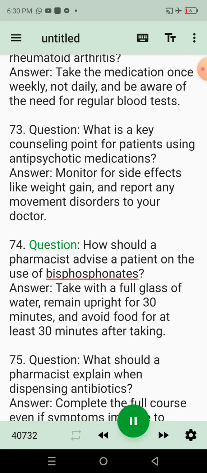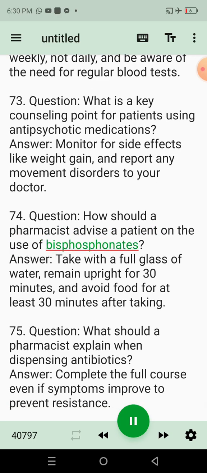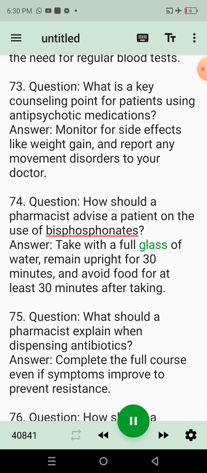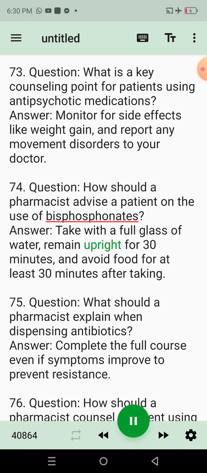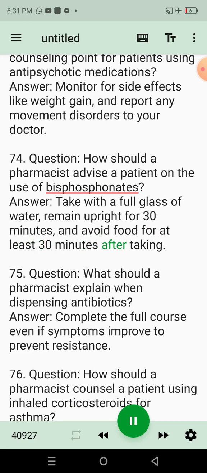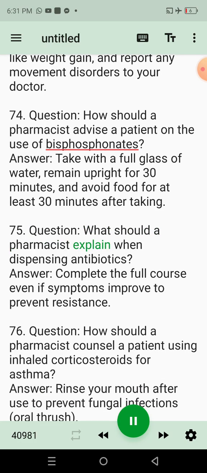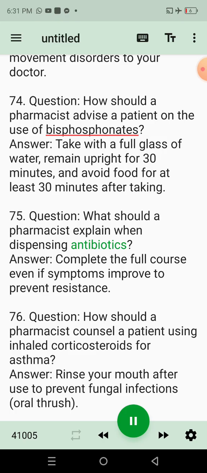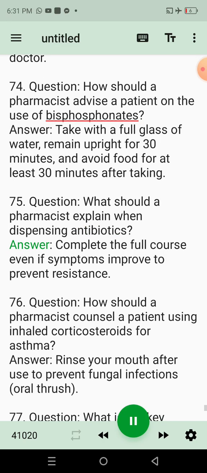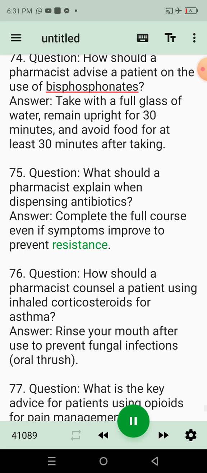74. Question: how should a pharmacist advise a patient on the use of bisphosphonates? Answer: take with a full glass of water, remain upright for 30 minutes, and avoid food for at least 30 minutes after taking. 75. Question: what should a pharmacist explain when dispensing antibiotics? Answer: complete the full course even if symptoms improve to prevent resistance.